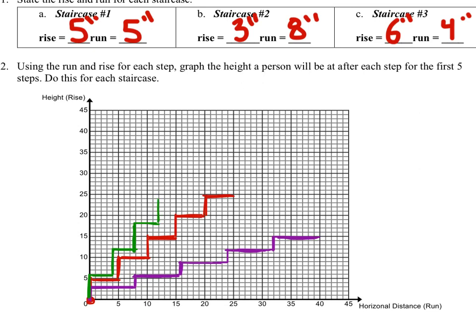Up 6, and then to the right 4. That's the tallest one, I was right. And then up 6, and then to the right 4. I think I got that right. Hopefully on your papers that looks a little bit better.